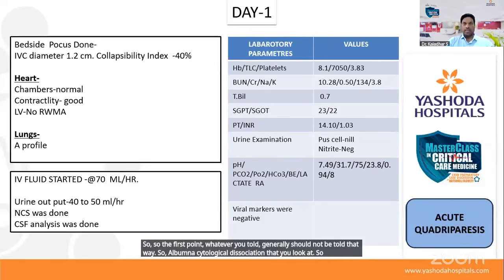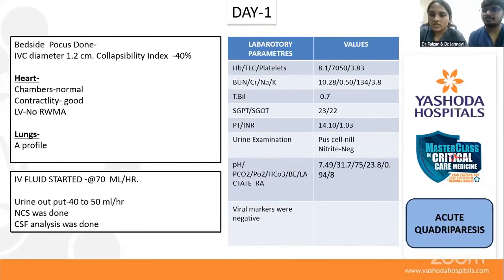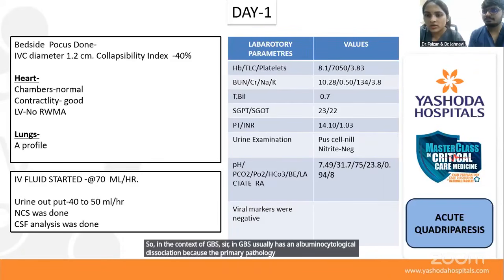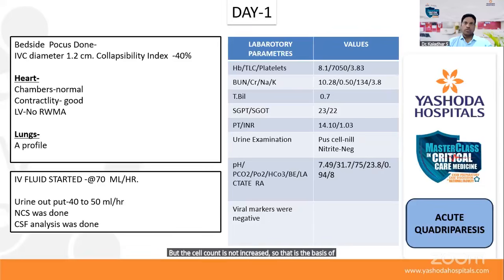So, in the context of GBS, what is the role of CSF? In GBS, sir, there is usually an albuminocytological dissociation because the primary pathology of GBS is a polyradiculoneuropathy. Whenever the nerve root is damaged, we have elevation of proteins, but the cell count is not increased. So do we need to do CSF in all patients with GBS or not? What is the protocol?